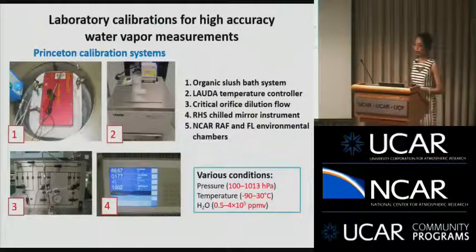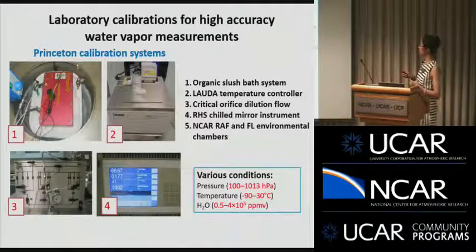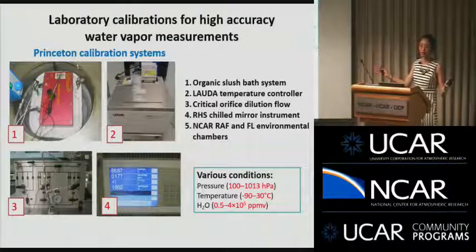So water vapor spatial heterogeneity is important. We can base our analysis on accurate, high-resolution in-situ measurements. This is what I have been doing since my PhD study at Princeton. At Princeton, I used 4 different calibration systems. I'm not going into the detail, but what I try to do is to represent the real atmospheric condition in the laboratory. I try to represent pressure from 100 to 1000 hectopascal, temperature from -90 to 30 Celsius, and water vapor from about 1 ppmv to 4 to 10 times 10 to the 5th ppmv. So this provides the large sampling we have to do in our laboratory calibration.